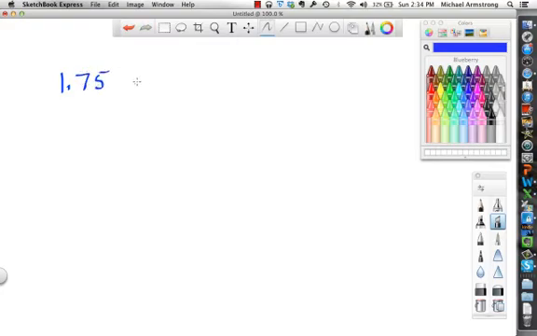$1.75 in nickels, and she wants to make stacks of 25 cents. How many stacks of 25 cents could she make? So she's going to divide by 0.25.